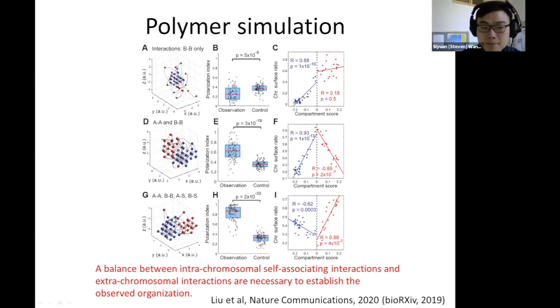Even in our simulation, we didn't specify what these extra-chromosomal interactions are, between A and extra-chromosomal material or between B and extra-chromosomal material. They could well be inter-chromosomal interactions, and we are further investigating that. So you can imagine maybe the other strong regions from other chromosomes are dragging these regions to the surface of the chromosome territory.